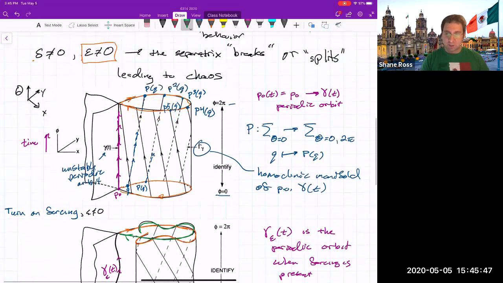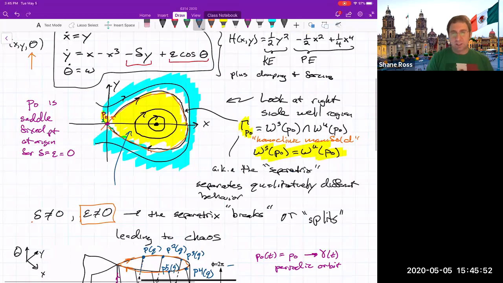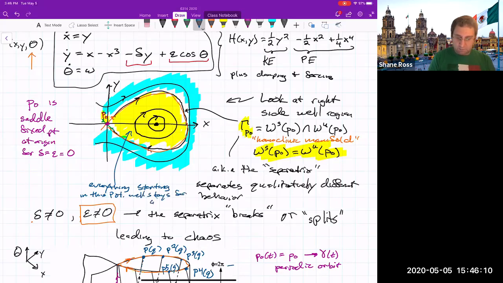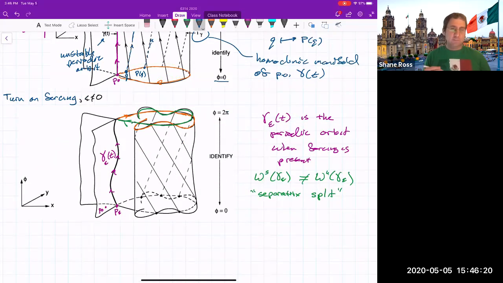Before the separatrix split, if I sneak up back here, everything that started in this yellow region will stay in this yellow region. So if you want to think of it in terms of, this is a potential energy well, everything starting in this potential well stays for all time. In fact, it's just going to be circulating around the bottom of the well. When the separatrix splits, we're not necessarily going to have that behavior anymore. Things can actually escape from the well.